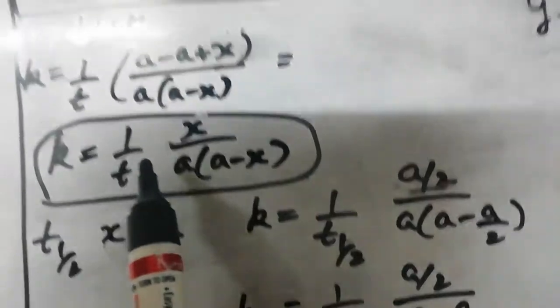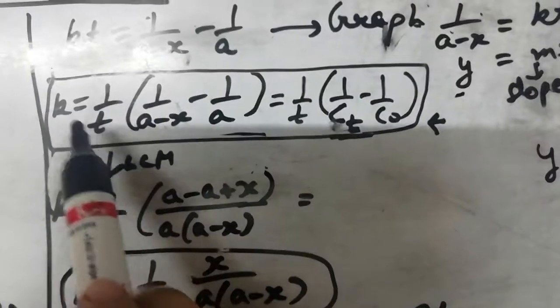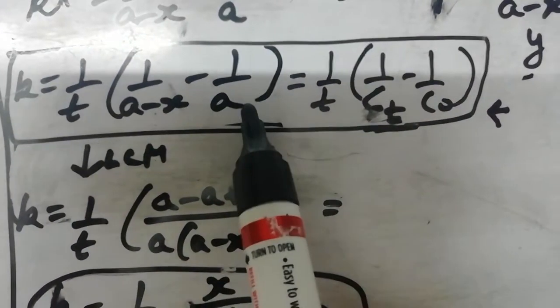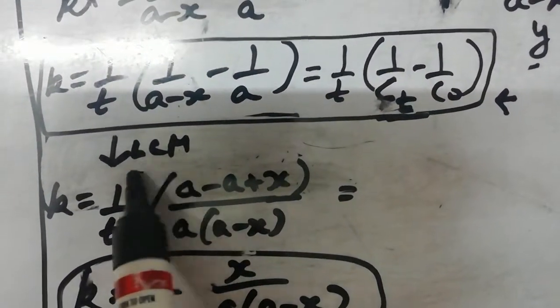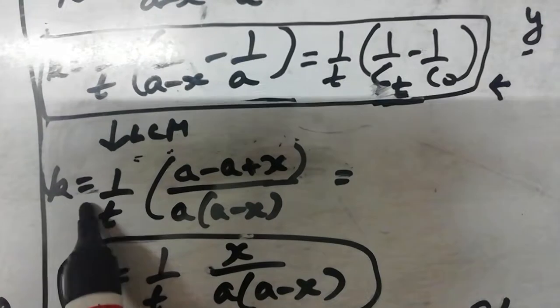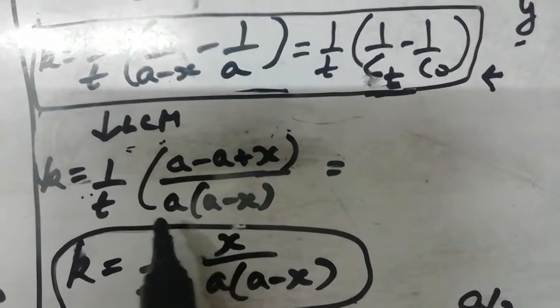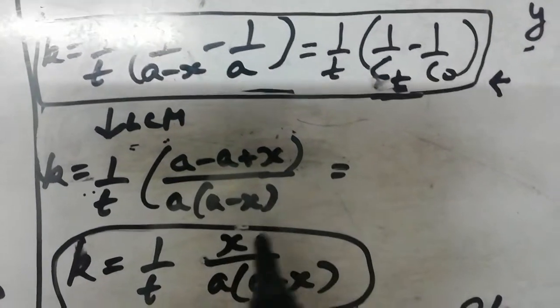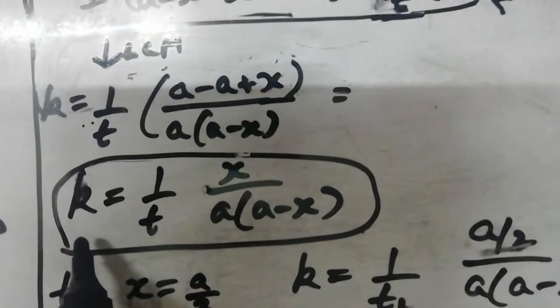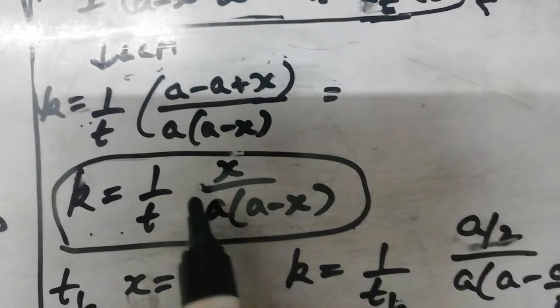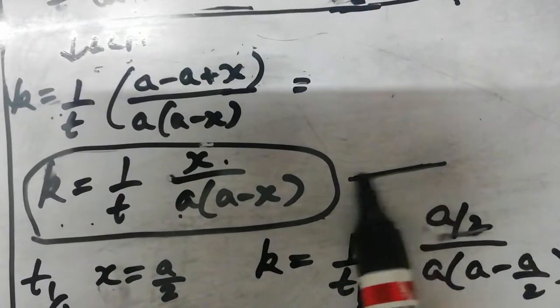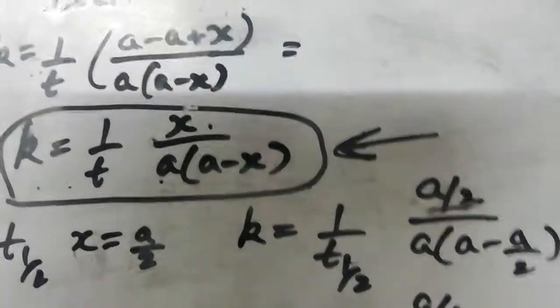In continuation, we have obtained this equation: k is equal to 1 upon t into (1 over a minus x minus 1 upon a). Now taking the LCM of this equation, we get k is equal to 1 upon t, (a minus a plus x) over a into (a minus x). So solving this, we get k is equal to 1 upon t, x over a into (a minus x). This is the integrated rate equation for a second order reaction.